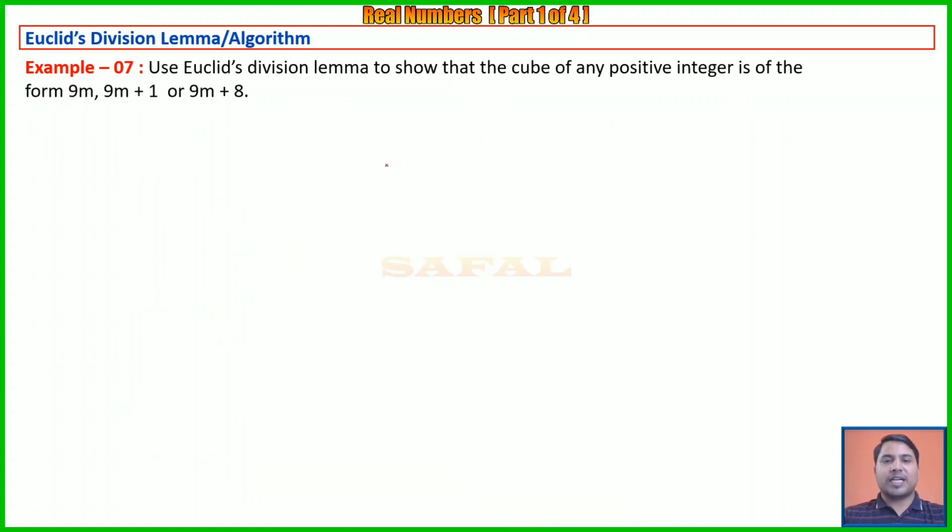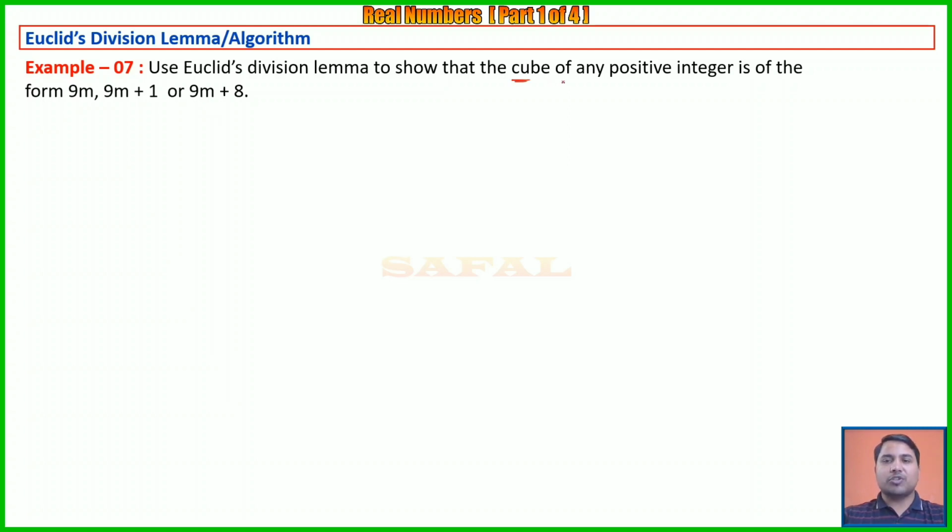So moving ahead, this is a problem from the NCERT textbook exercise. They are asking to use Euclid's division lemma to show that the cube of any positive integer is of the form 9m, 9m plus 1 or 9m plus 8. Now by seeing these numbers you might be getting the clue that we need to divide by 9. But if we need to divide by 9, then we will have 9 cases: r equals 0, 1, 2, similarly 3, 4, 5, 6, 7, 8. Till 8 we need to work it out. But it's not feasible to write that many cases.